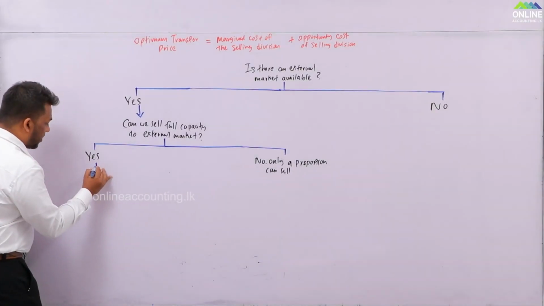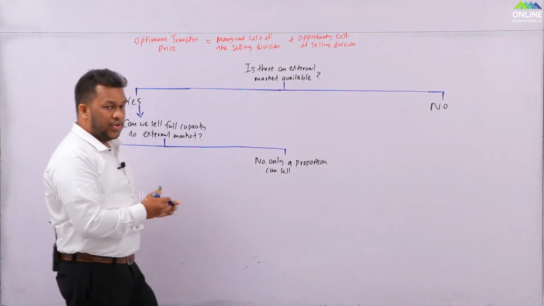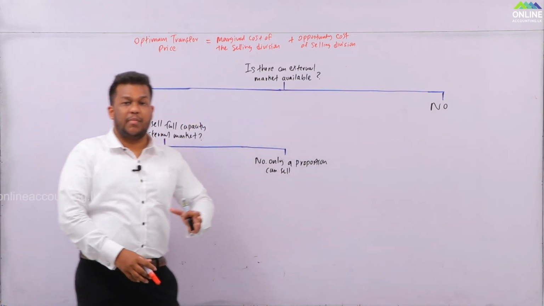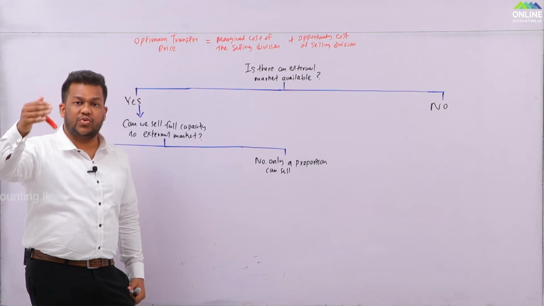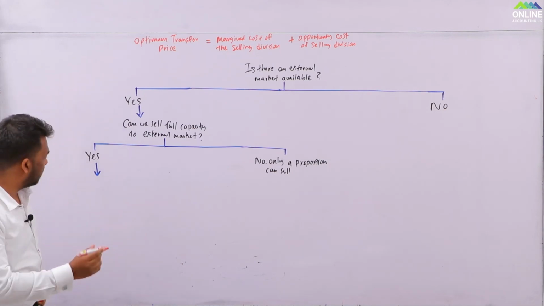How to find out the transfer price? So what that means, you have an external market. Your full capacity you can sell to the external market. You have an external market of 10,000 quantities. You can sell the total 10,000 to outside. In that case, your transfer price would be what?